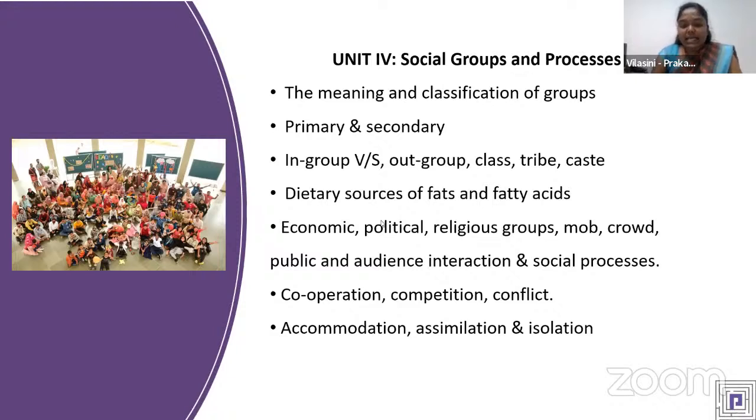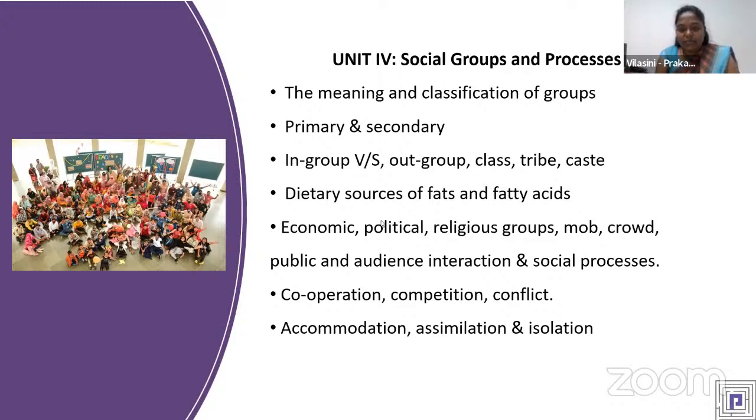Next, coming to the class. So class is where the individuals who exhibit same standard of living. Class is all about where the person exhibit same standard of living. Example, I'll tell you: upper class, lower middle class. So there are different types of classes. These are based on their status and the role, the position.